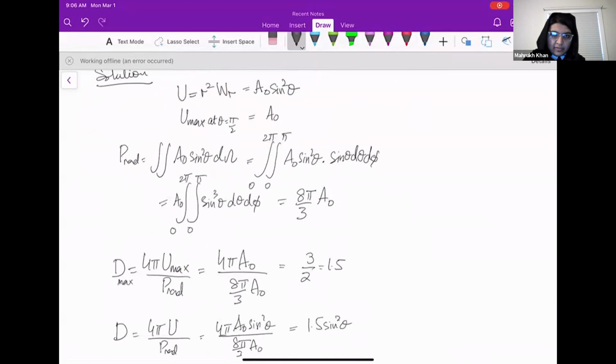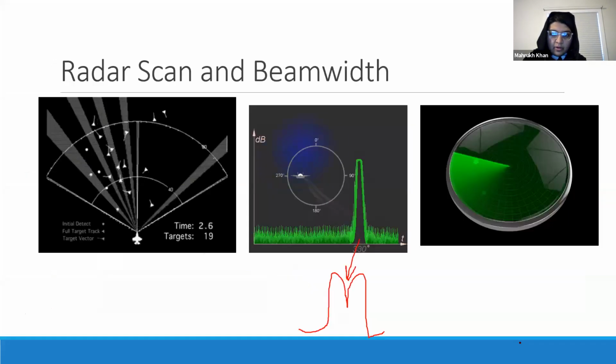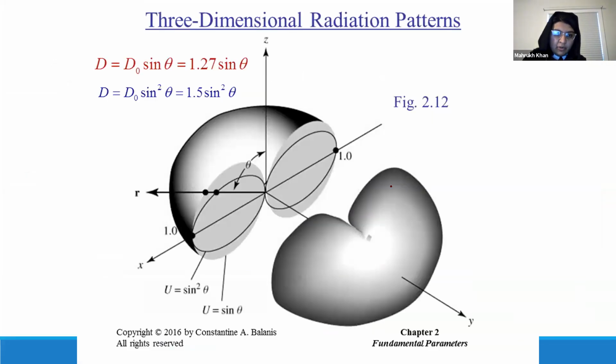Okay, so let me share my screen to make one more point, okay? So here, this is the thing we are talking about. I cannot see my mouse, okay. So this is the thing we are talking about. So this is the pattern of sine square theta, and this is the pattern of sine theta, right?